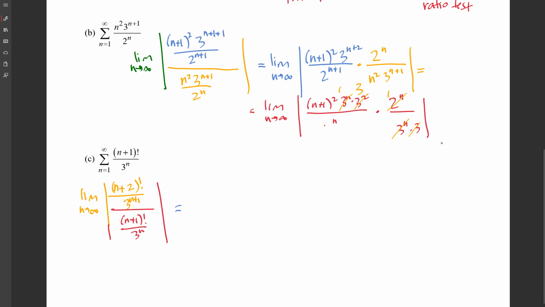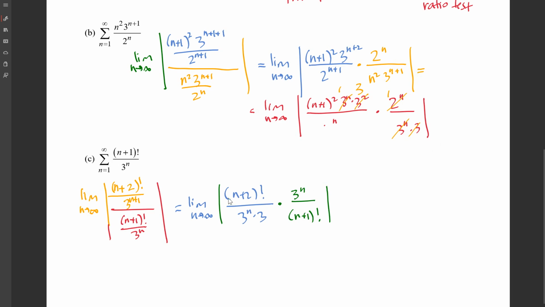This looks very complicated because it's a fraction over a fraction. So let me see if I can get rid of that. This is going to be n plus 2 factorial over, and I'll go ahead and split this up into 3 to the n times 3, times, dividing fractions easy as pie, flip the second and multiply. All right, and this is a little bit simpler, and what I'd like to do here is actually try to simplify as much as I can.